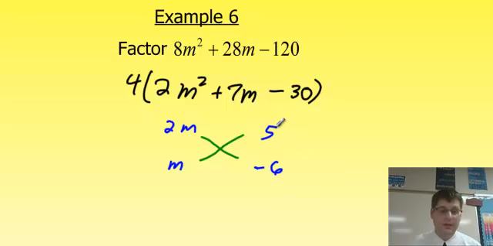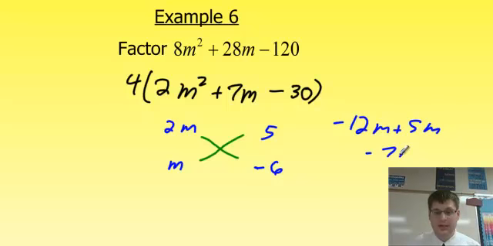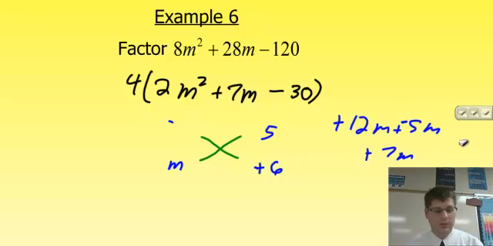Let's try negative 6 here and positive 5 here. Okay, 2 times negative 6 is negative 12m, and 5 times m gives 5m, and we add that together, and that's going to give me negative 7m. Oh, so close. It needs to be positive, so let me change the sign. So that's going to be positive, that's going to be negative. Okay, so positive 12m, negative 5m, positive 7m.